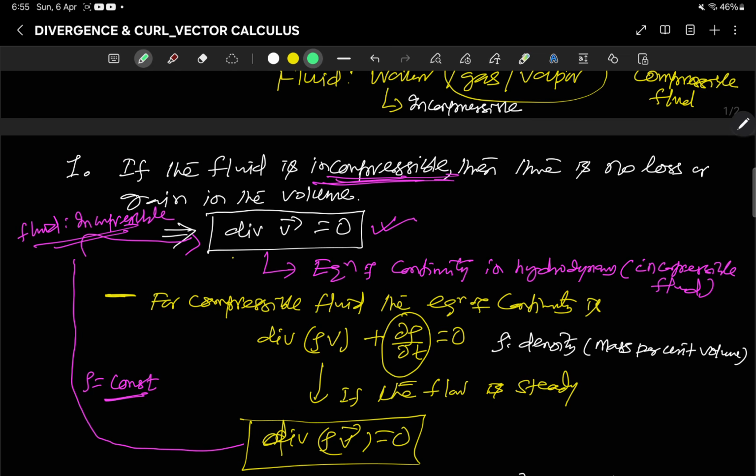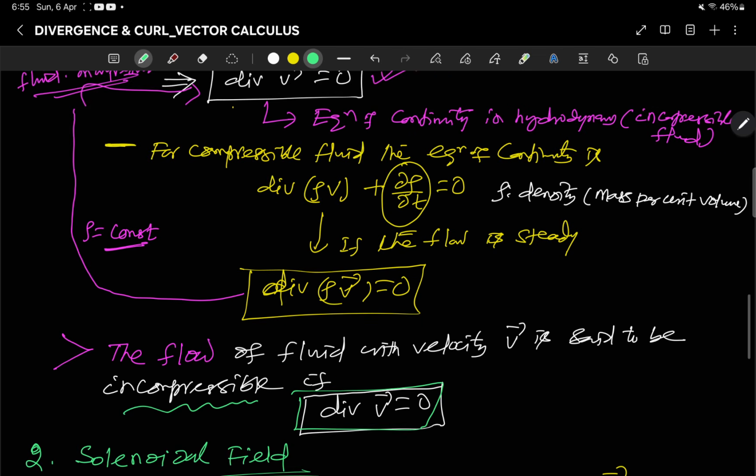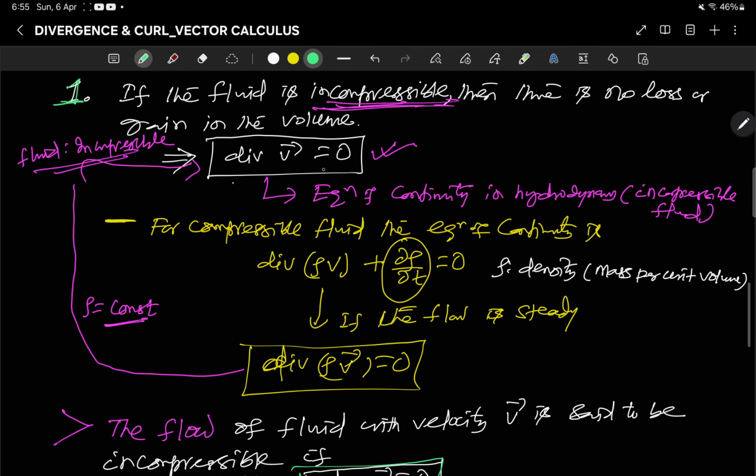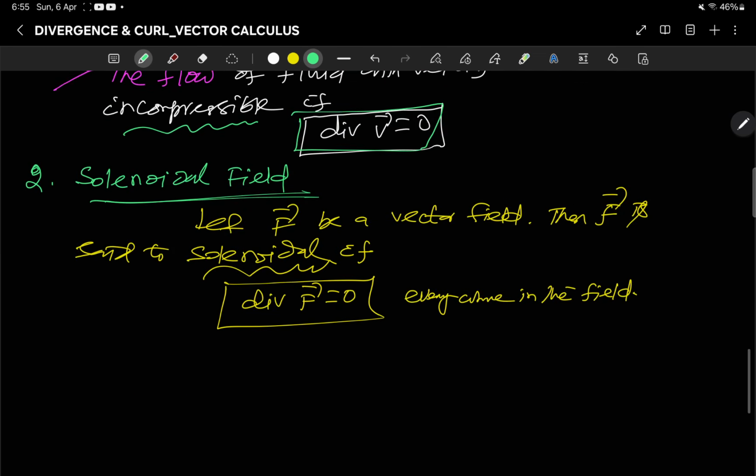Now to repeat the applications of divergence, the flow of fluid with velocity V is said to be incompressible if div V is equal to 0. For incompressible flow, the equation of continuity is div V equal to 0. And a vector field F is said to be solenoidal if div F is equal to 0 everywhere in the field. Next, coming to the curl.